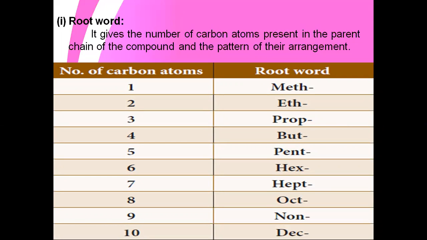This is the root word. We already mentioned ethane, propane, butane and so on. In butane, four carbon atoms are present in the compound, so it is called butane. So this is the root word.